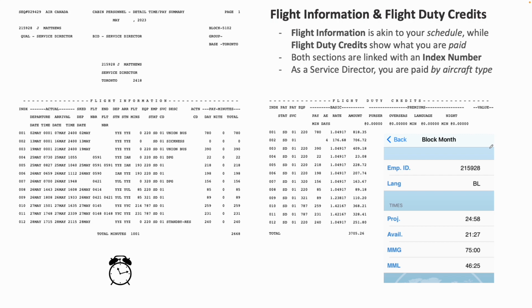And once again, we have two major sections in our flight summary. The first one is the flight information section. This section records any of the activity we've done during the month. That could be flying, that could be airport standby. In my case, as a union rep, that can be getting released for union business. There's a number of reasons. You'll see different descriptors in your flight information section. In any case, this is the section that records your activity. On the other hand, flight duty credits correspond to the flight information section in the sense that flight duty credits will explain how you are paid for the activity that is logged in the flight information section.